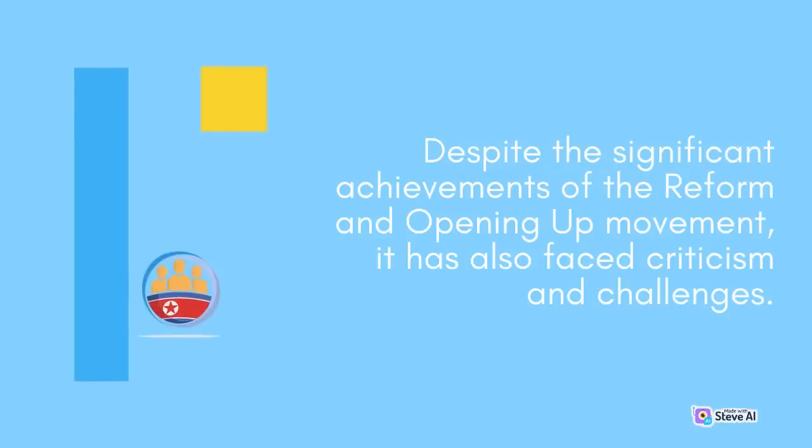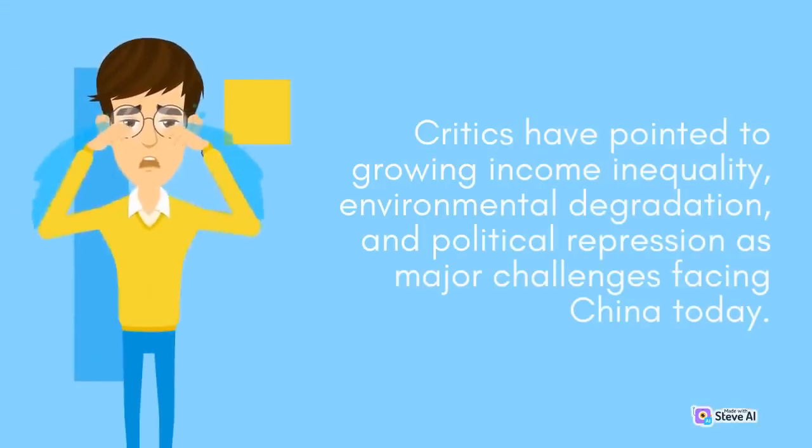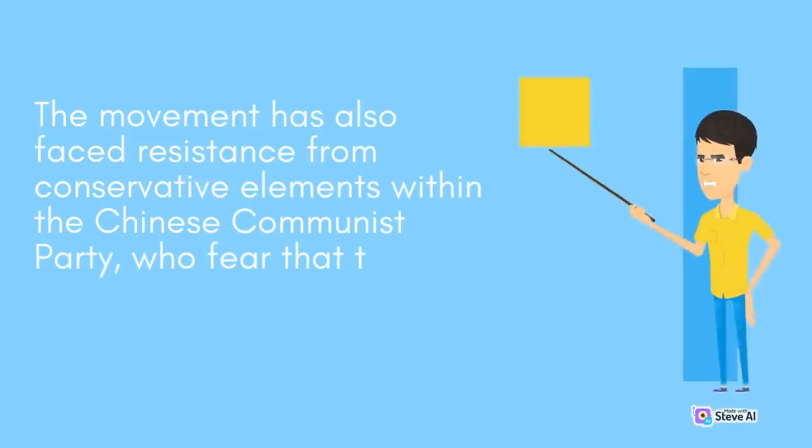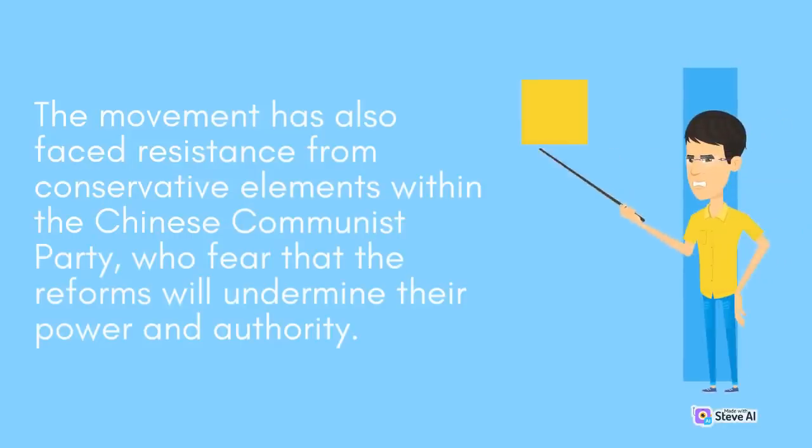Despite the significant achievements of the Reform and Opening Up movement, it has also faced criticism and challenges. Critics have pointed to growing income inequality, environmental degradation, and political repression as major challenges facing China today. The movement has also faced resistance from conservative elements within the Chinese Communist Party, who fear that the reforms will undermine their power and authority.